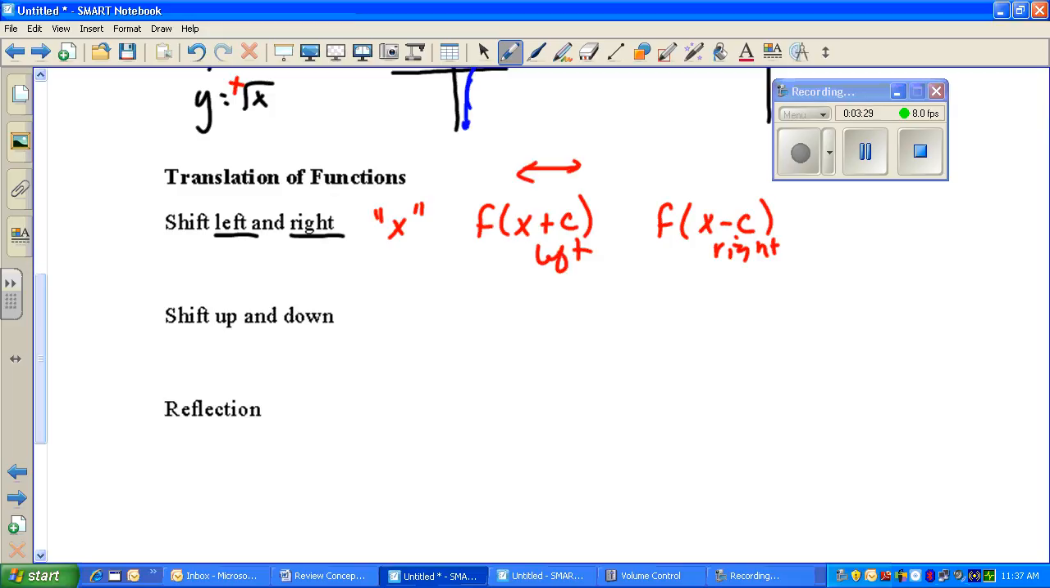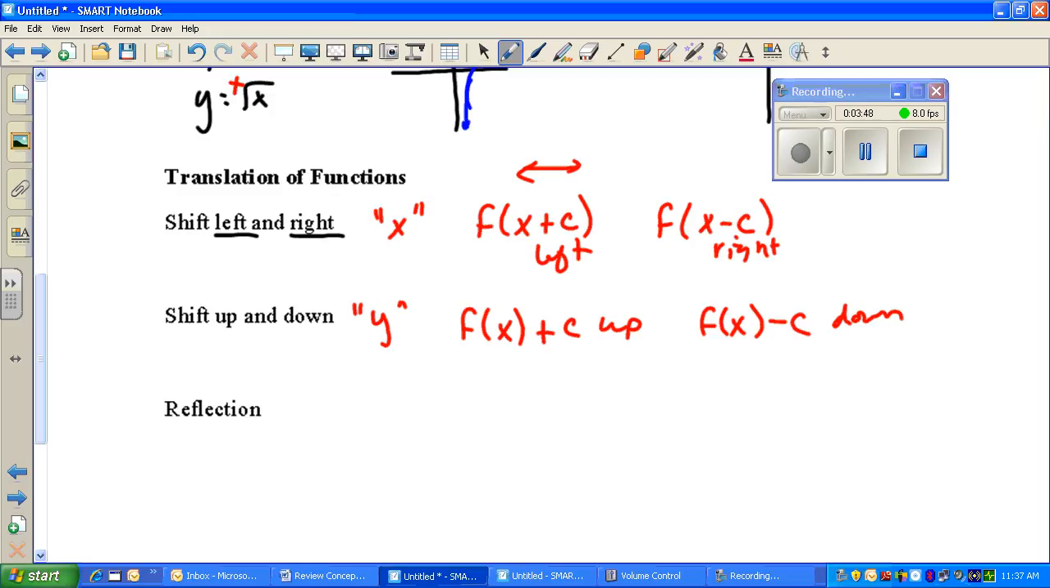If I'm going to shift up and down, it must be with the y, because just like my y-axis, it runs vertically. So I take my function, whatever it is, and if I want to move up, I add c. I'm no longer worried about making 0. If I subtract c, then I will be moving down.